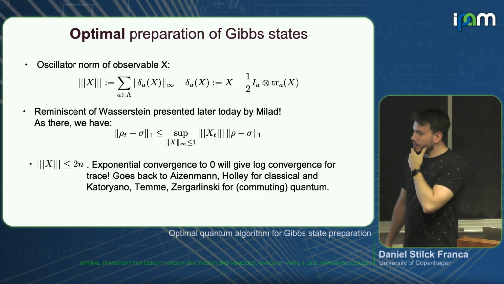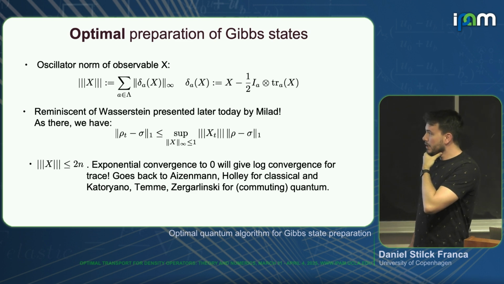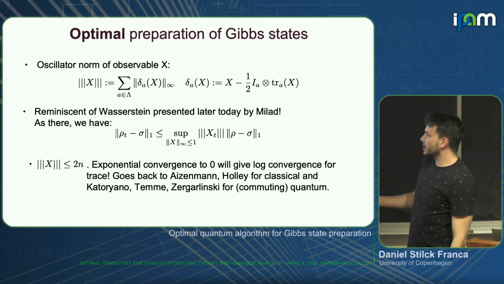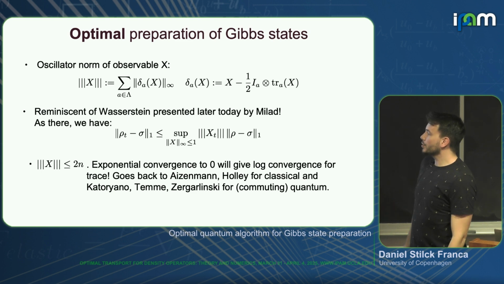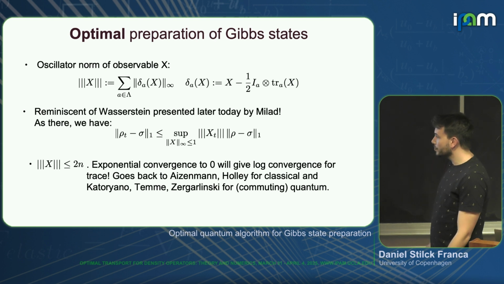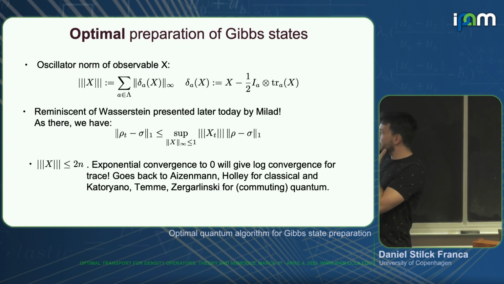To do that, we were working with the so-called oscillator norm of an observable, which is defined as follows. Let's say these are your set of qubits. You can number them from 1 to n. You take your observable x and compute the operator norm of this thing: you take x, trace out one site, replace it by the identity over 2, and you do this for all sites.